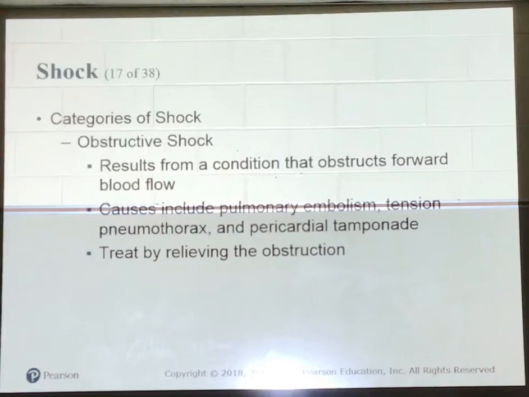Any of y'all do electrical work? If you unplug one of those wires, you're not going to have a complete circuit. All right? This can happen with a pulmonary embolus. Can happen with a tension pneumothorax. Okay? The air inside the chest cavity is pushing that heart over. It's obstructing something.